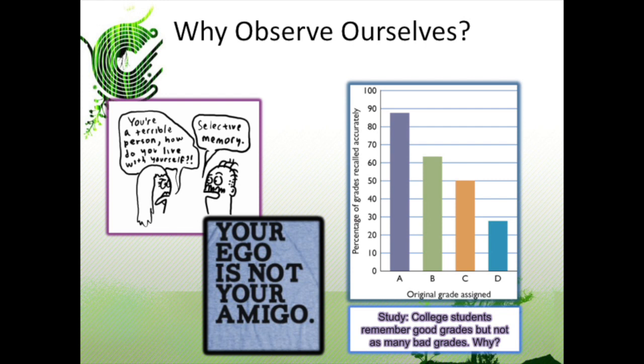So we can't really rely on our memories for our self-assessment, so instead we have to observe ourselves in real time and try to record as close to those observations as possible. So when I say record, I just mean write down our observations, but we need to do that in a formal way. So in this chapter, we're going to learn a bunch of different formal systems for recording our observations.